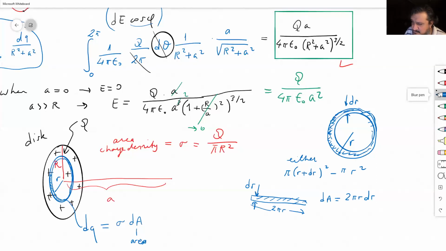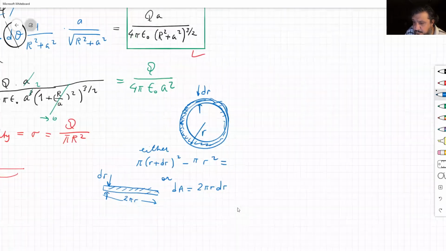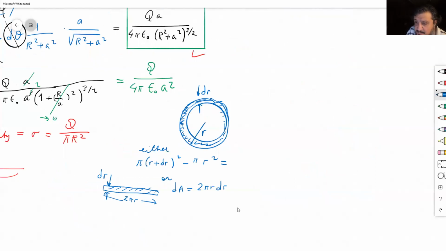Now, can you get the same thing from the above method? This is either or, right? Let's try it. If you expand this, pi r squared plus 2 pi r dr plus pi dr squared minus pi r squared. This pi r squared cancels that pi r squared. Now 2 pi r dr is already here. That's what we had in the other one. What about this dr squared?